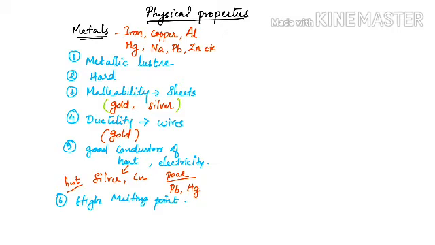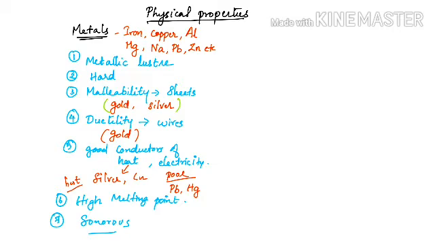The last property that we are studying here is that when we strike a metal surface, a particular sound is produced. We can hear a very good sound. Metals can produce sound. That property we call sonorous. They exhibit the property of being sonorous.